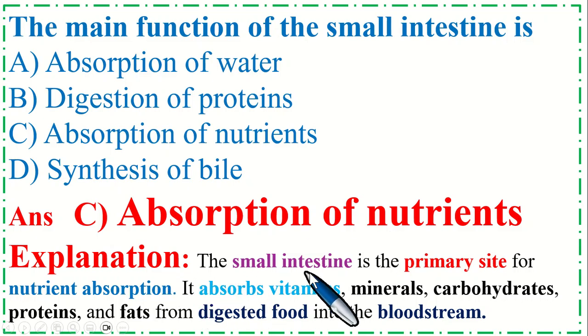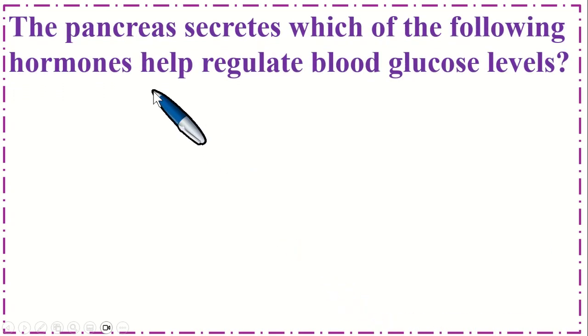Explanation: the small intestine is the primary site for nutrient absorption. It absorbs vitamins, minerals, carbohydrates, proteins and fats from digested food into the bloodstream. So this is a very important MCQ.